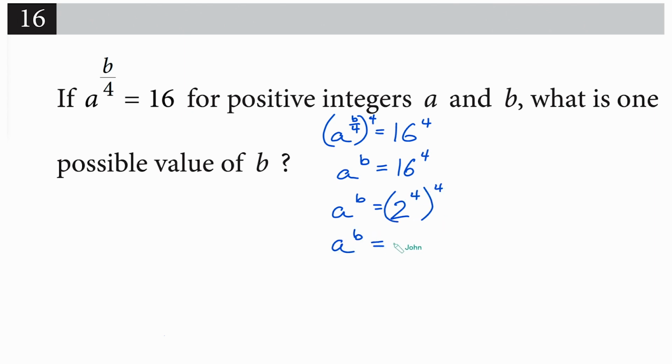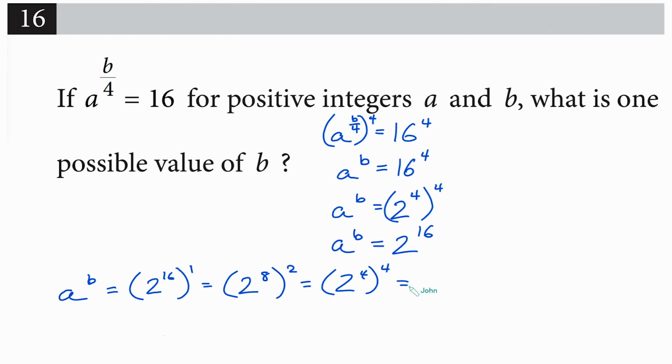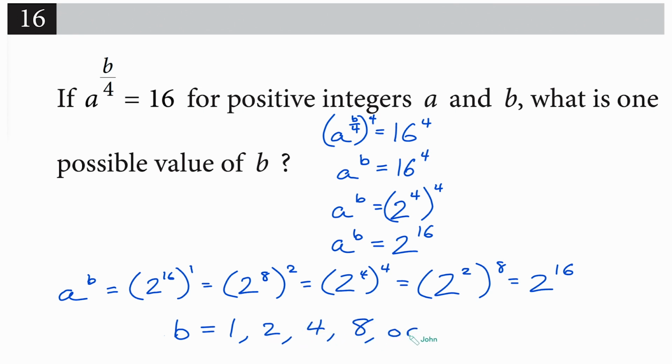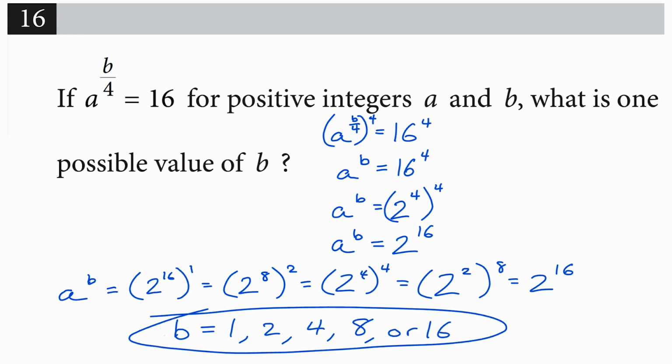That would be 2 to the 16th, so this exponent could be split up as 16 and 1, 8 and 2, 4 and 4, 2 and 8, or 1 and 16. So the possible values of b are 1, 2, 4, 8, and 16.